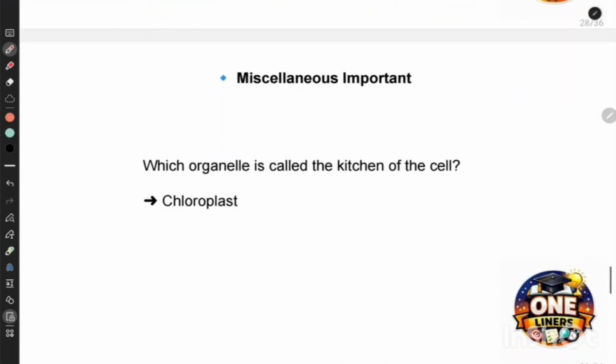Now we will discuss some mixed one-liners. So which organelle is called kitchen of the cell? So chloroplast is known as the kitchen of the cell. As I told you, that chloroplast contains chlorophyll and photosynthesis occur. Okay. Therefore, chloroplast is known as the kitchen of the cell.